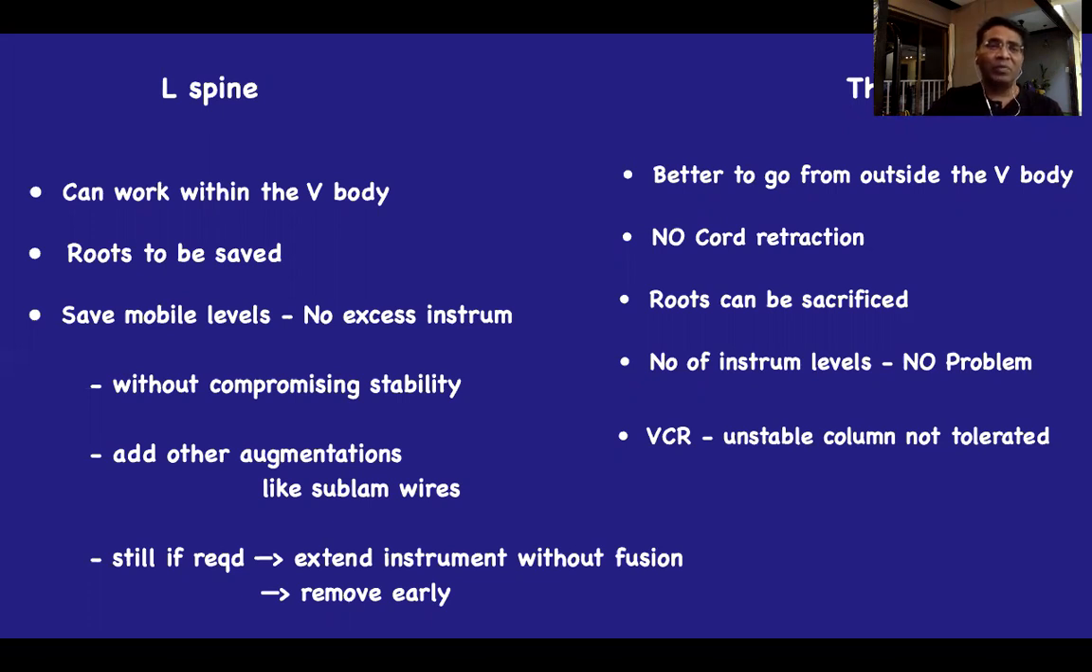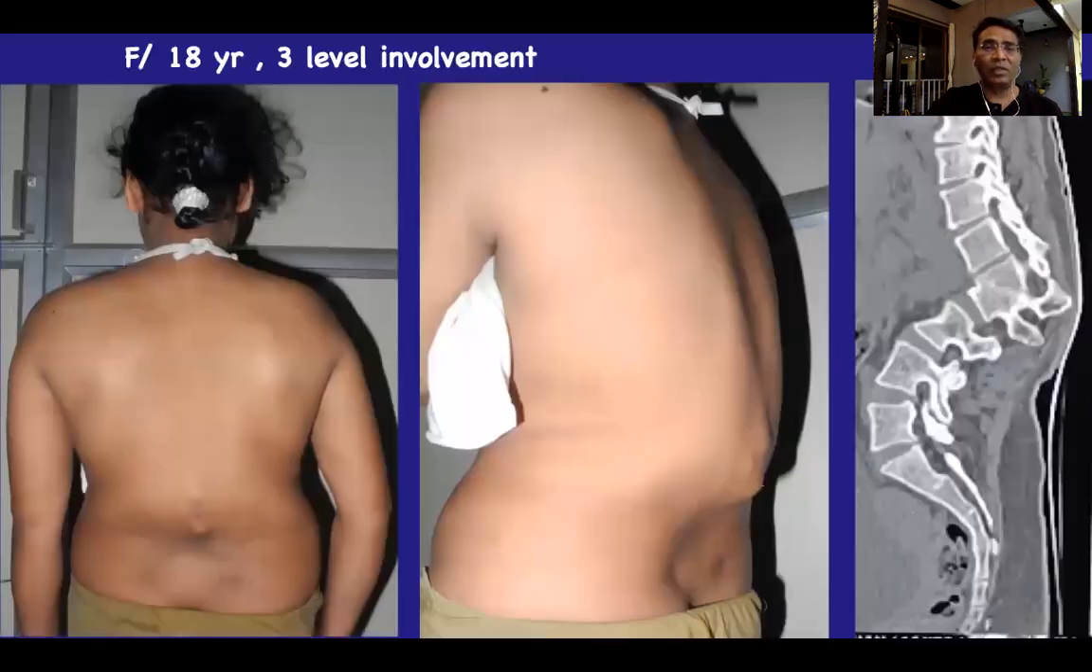But in the lumbar spine, you can do PSOs, you can work within the body, but the roots need to be saved, and of course you'll have to save the mobile levels. So no excess instrumentation. But at the same time, you should not compromise the stability also. So if you want to add stability, you can add augmentations like sublaminar wires, and still, if required, you can extend the instrumentation but without fusion, so that you can remove the instrumentation early and the patient will regain his movement there. So let's see this 3-level involvement at the DL junction.